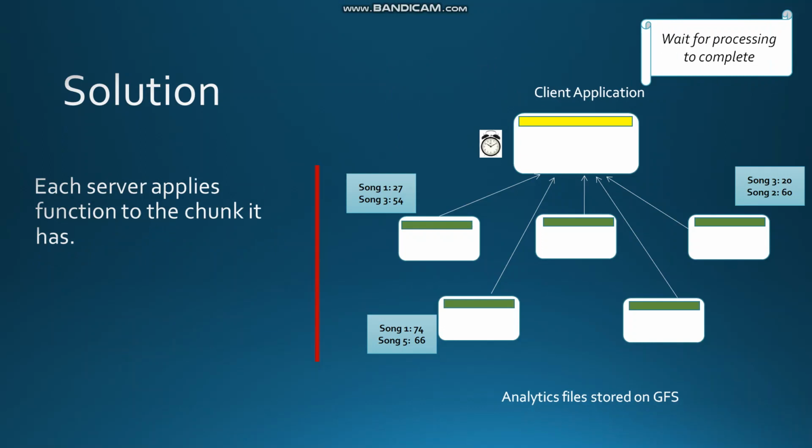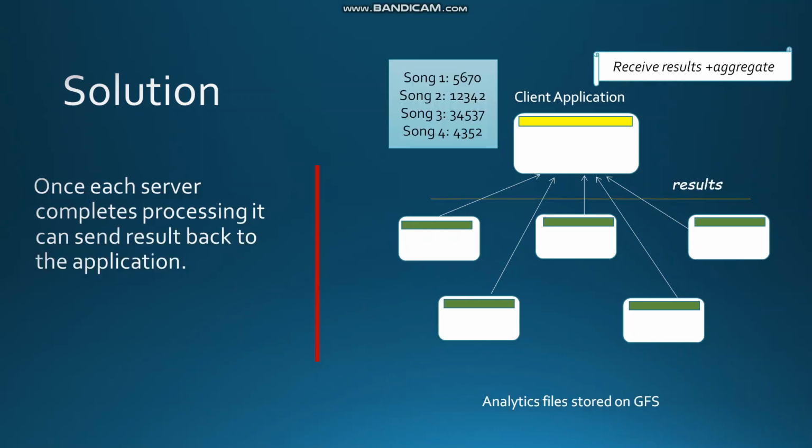So in our case, let's say the first component's log file has a count of 27 for song 1 and 54 for song 3. The other component may have a song 1 count of 74 and a song 5 count of 66, and so on and so forth. So all this processing can happen in parallel, and the client application can wait until the processing is completed. Once all this processing is completed, the final result can be sent back to the client application, where the client can finally aggregate the individual results of all these servers.